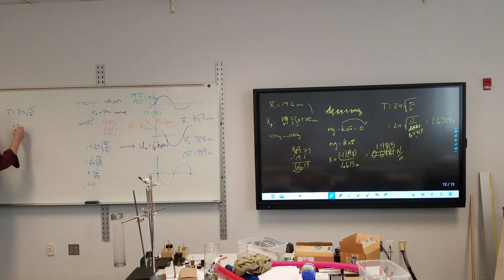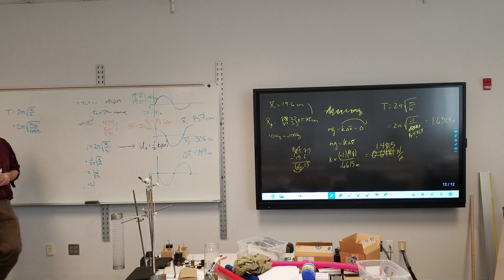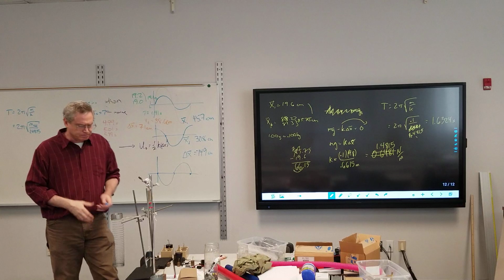So this is going to be 2 pi times the square root of my effective mass of just the slinky divided by k, which should still be the same, 1.4815. And so now we just have to figure out the period of the slinky.